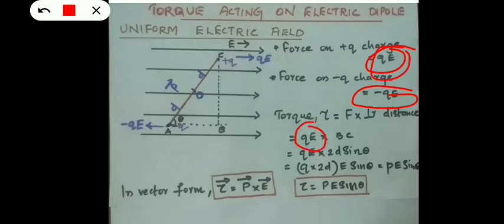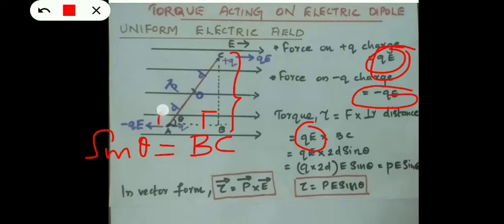Which is the perpendicular distance? See, I have marked the perpendicular distance here. So BC is the perpendicular distance between the two forces. And how will you find out this BC? From the trigonometric expression, and this constitutes a right angle triangle. Triangle ABC is a right angle triangle, and from triangle ABC, what is sine theta? Sine theta is opposite side by hypotenuse. What is the opposite side? BC. And which is the hypotenuse? Hypotenuse is this, and what is that? 2d. So what is BC? BC is equal to 2d sine theta. So we have found out an expression for BC.